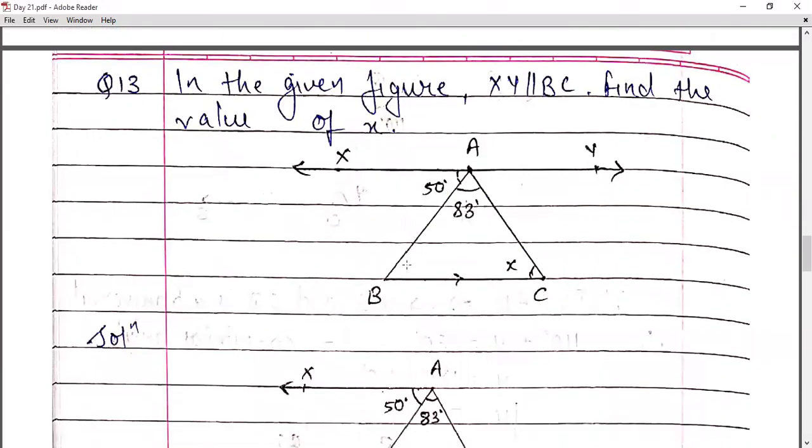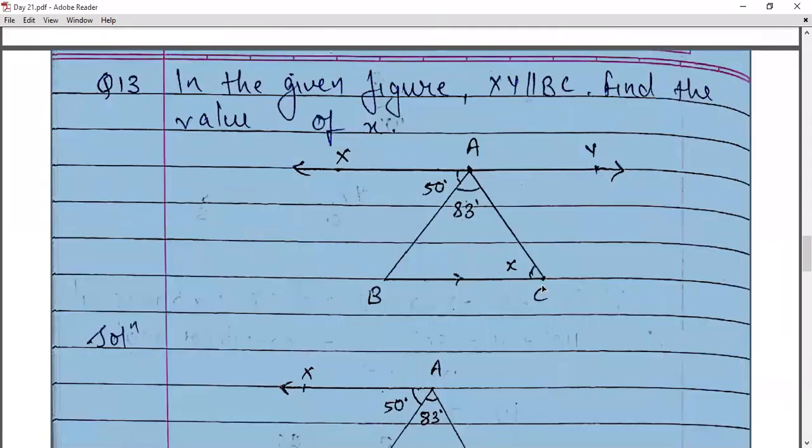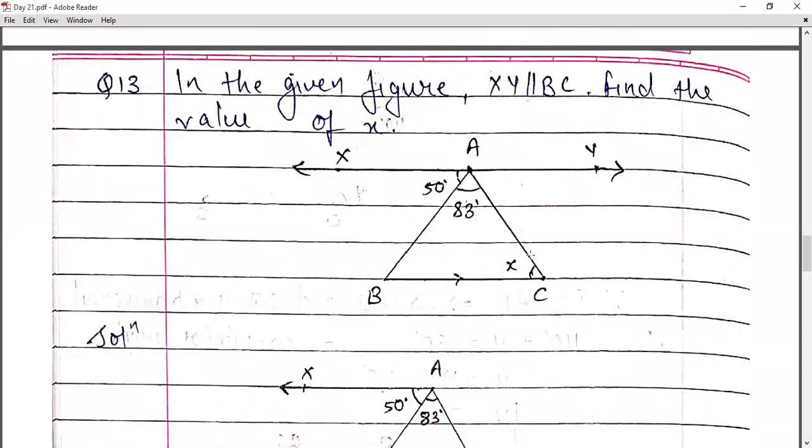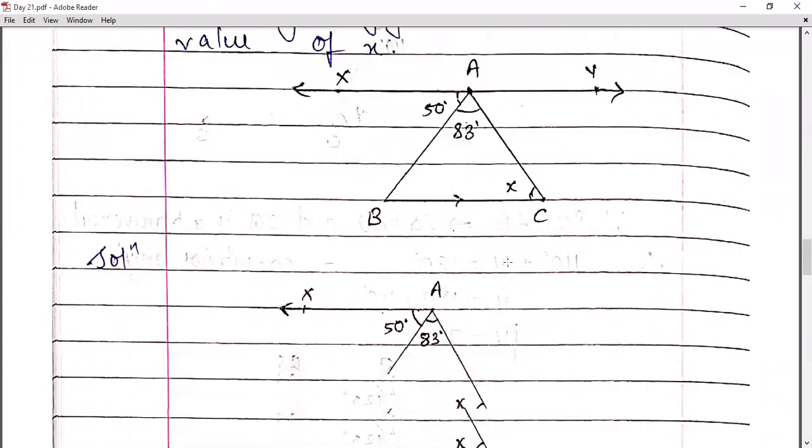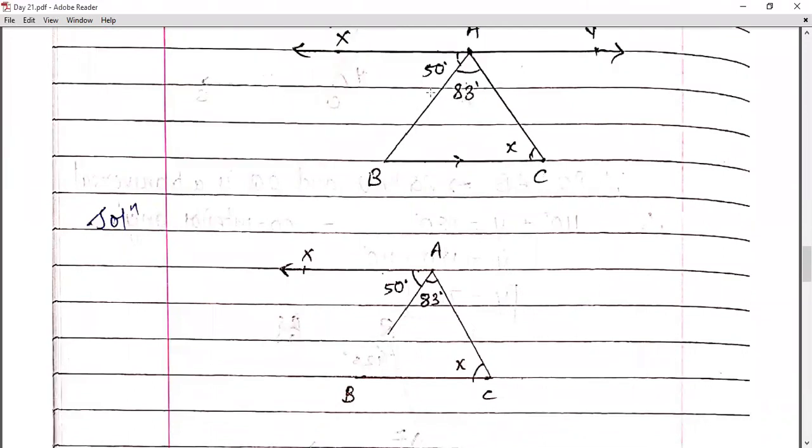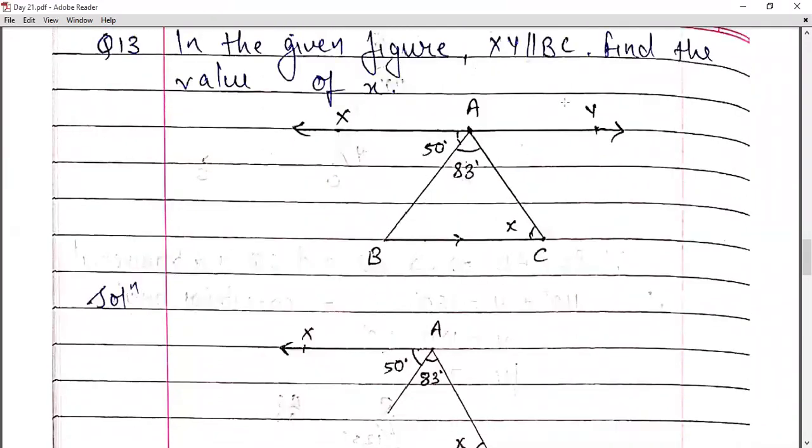Coming up to question number 13, in the given figure, XY is parallel to BC. Find the value of angle X. Now, since XY is parallel to BC, I can say XA is parallel to BC. A part of line will be parallel to BC also. Similarly, AY will be parallel to BC also.